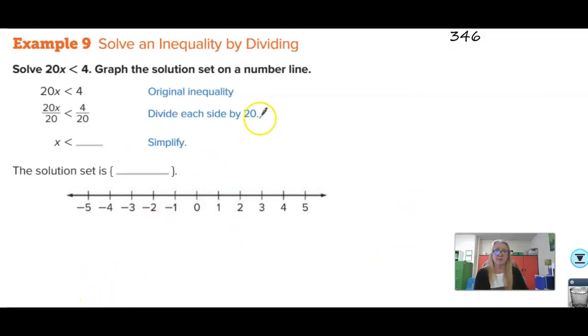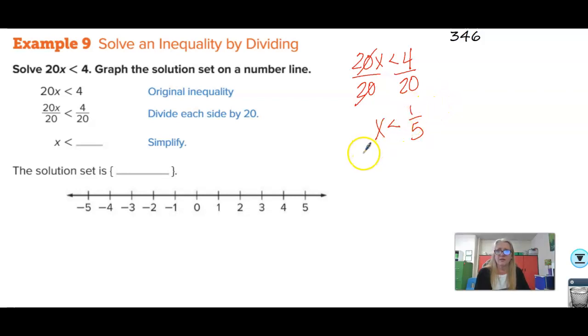Now we're going to divide both sides. Okay, so we have 20x is less than 4. What do we have to do to get x by itself? We divide both sides by 20. Now, do we flip the sign? No, because we're dividing by a positive number. So flipping the sign is not an issue here. We divide each side by 20, and this would be 1/5.